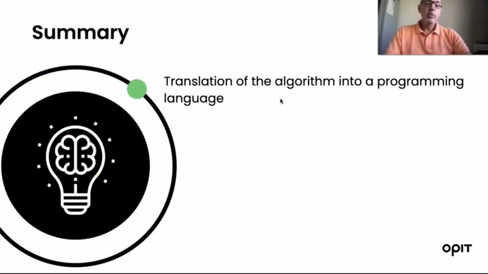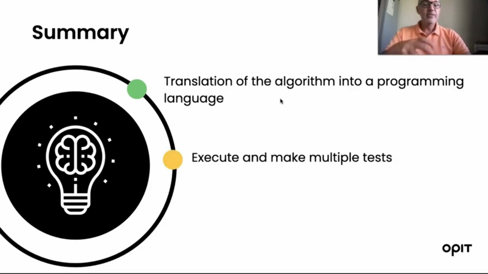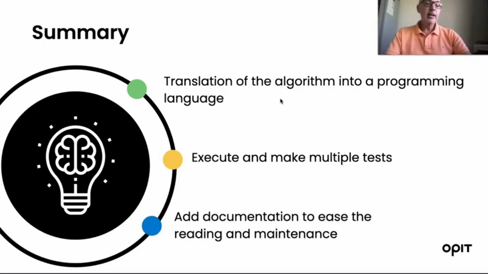As a summary, in this lesson we saw that at the end, after analyzing and writing down the algorithm, it is time to translate it into a programming language. We have seen that it is important then to test my program when it is written in your computer and see multiple use cases. And then don't forget to add documentation to ease the reading and the maintenance, for the update, for correcting some errors you might have, etc.